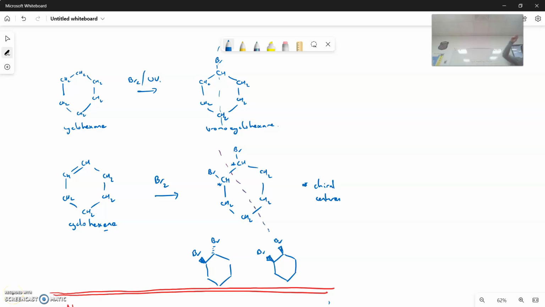Two particular reactions in last week's prep. One was the substitution of cyclohexane. The other was the addition across cyclohexene. So with cyclohexane, only under the presence of ultraviolet light, it didn't really work.